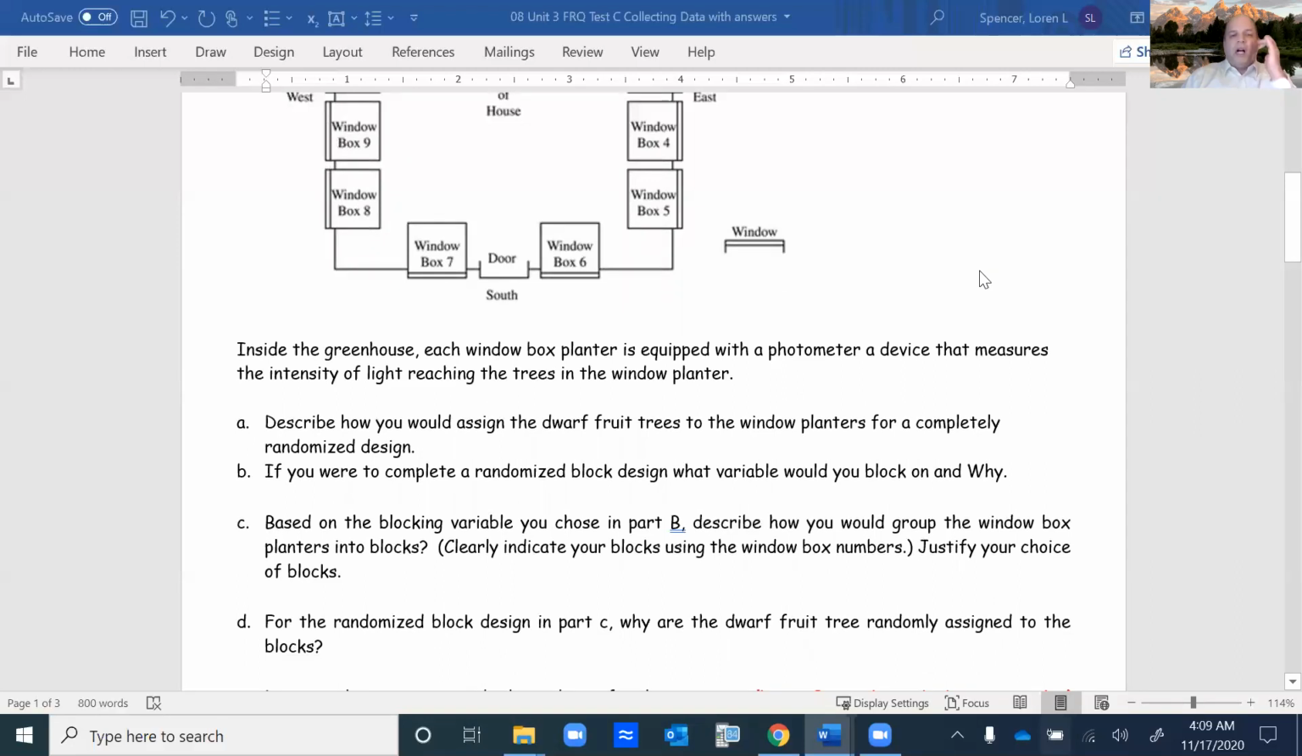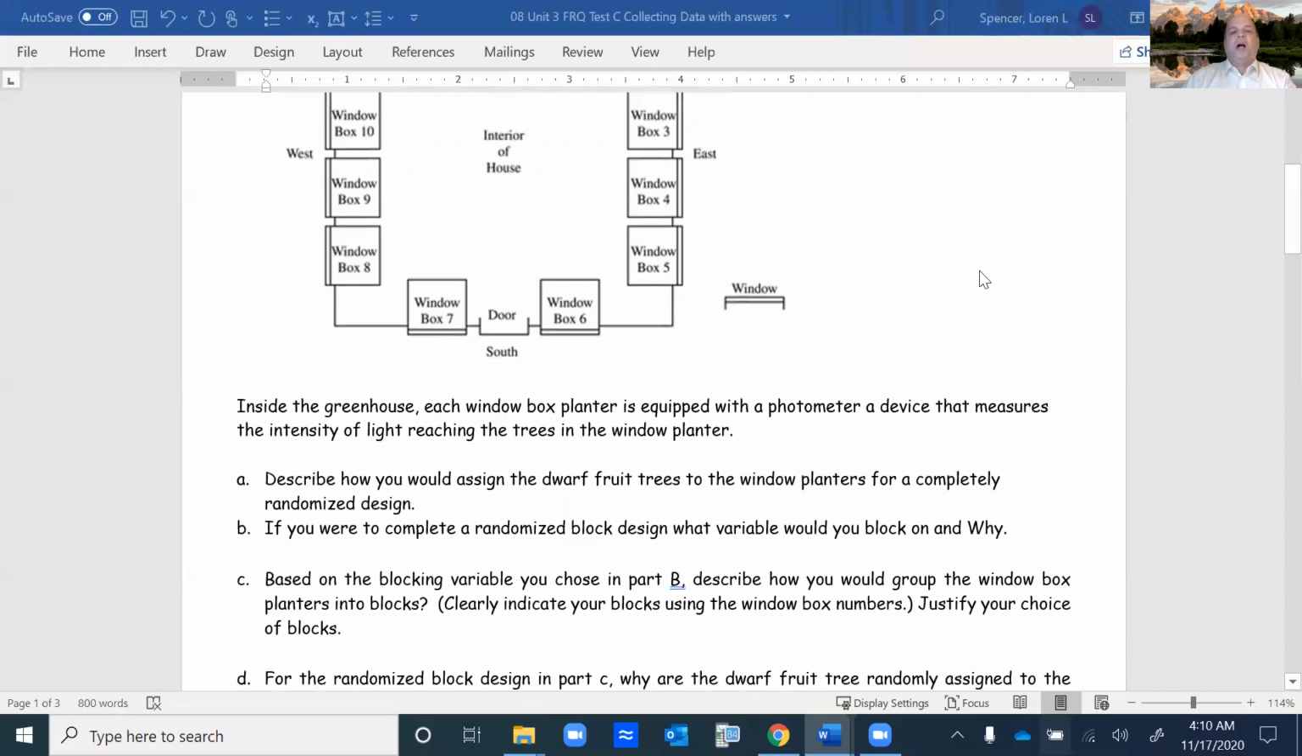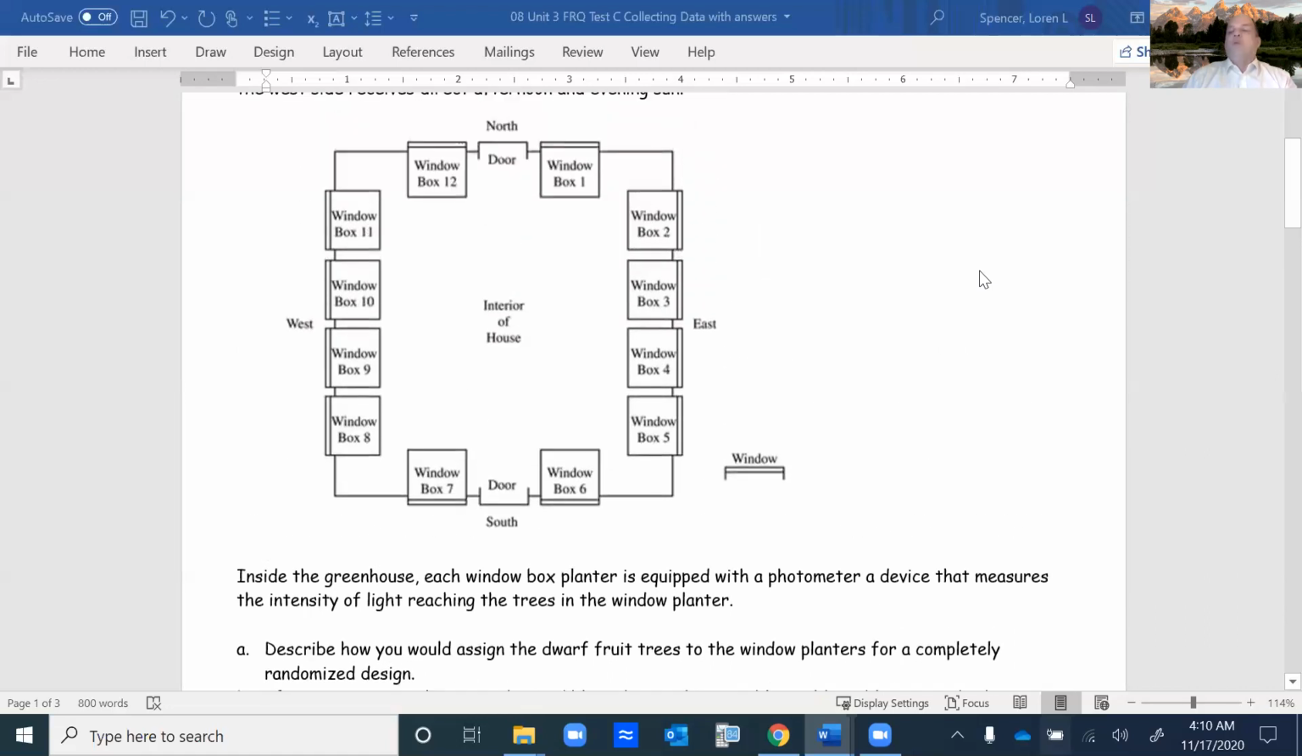For randomized block design in Part C, why are the dwarf trees randomly assigned to the blocks? We always randomize in order to equalize the effects of uncontrolled variables. Some trees may be healthier than other trees, so because we don't know that, we need to make sure that we equalize the conditions. Quite frankly, some window boxes may have different special things about it.